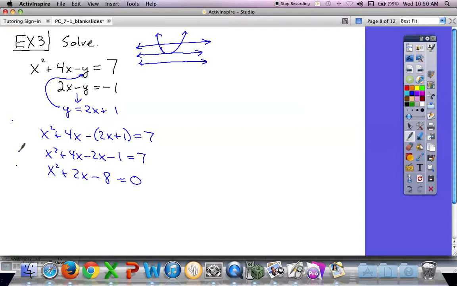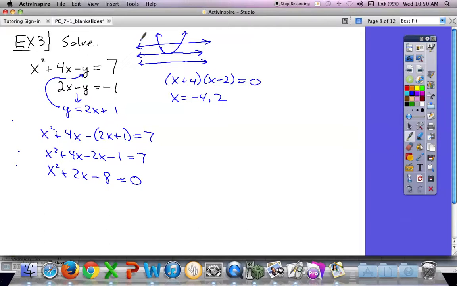Okay, that's a simple quadratic to factor, right? The two numbers whose product is -8 and the sum is 2. Try again. +4 and -2. Okay, so x equals -4, +2. Okay, so what that tells us now is it's definitely this situation, right? It's intersecting at 2 points.